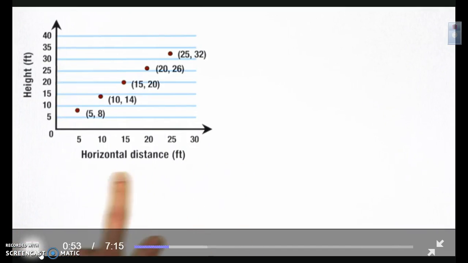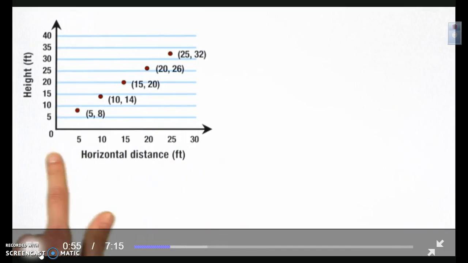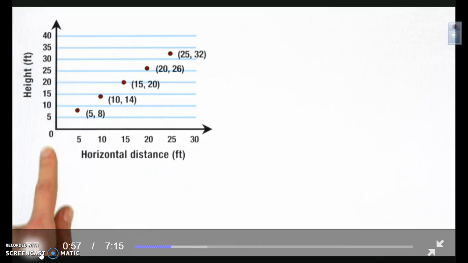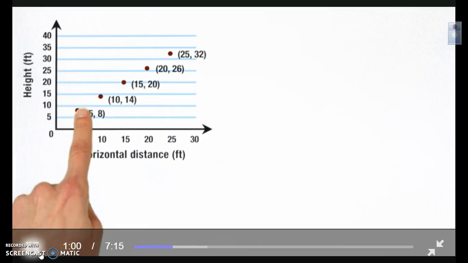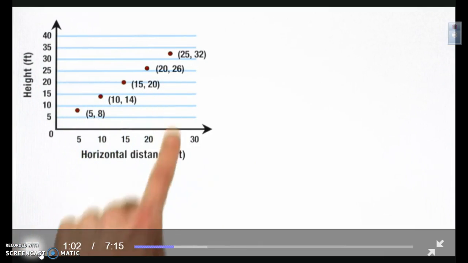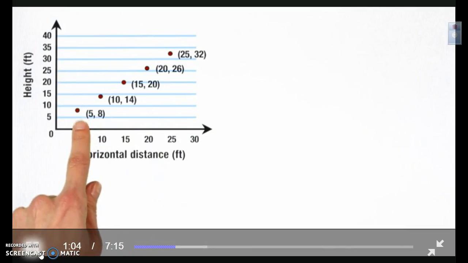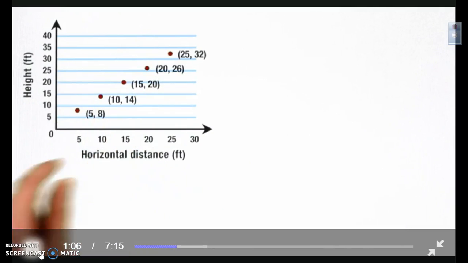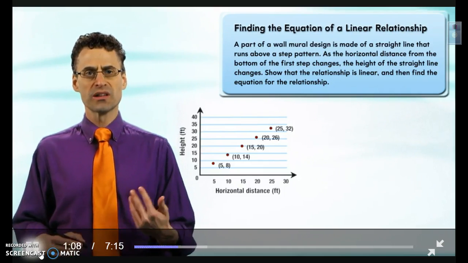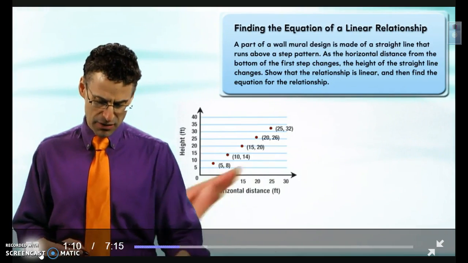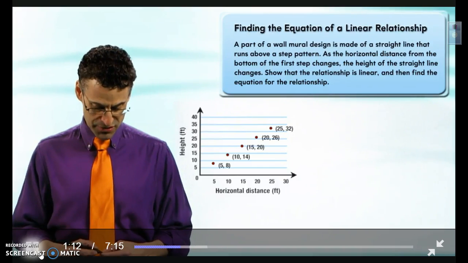On the x-axis we have the horizontal distance in feet, and on the y-axis we have the height as we go up in feet. All these points are given, with coordinates given by ordered pairs, (5, 8) for example, and so forth. First of all, let's see if we can model these points with a straight line.